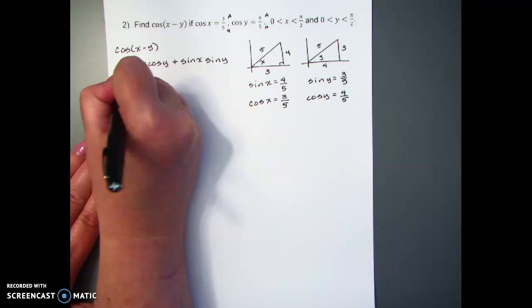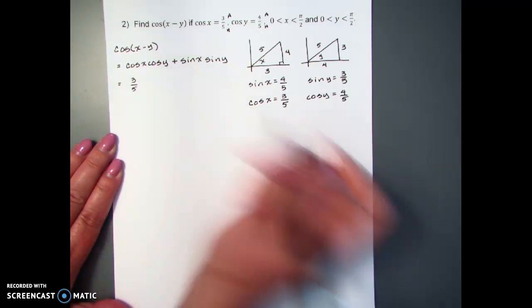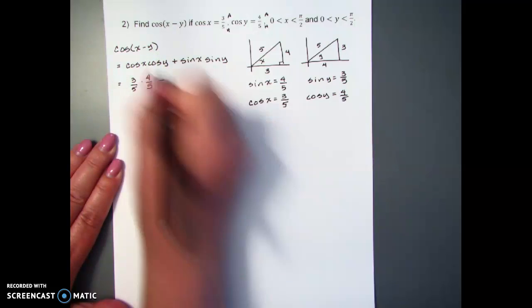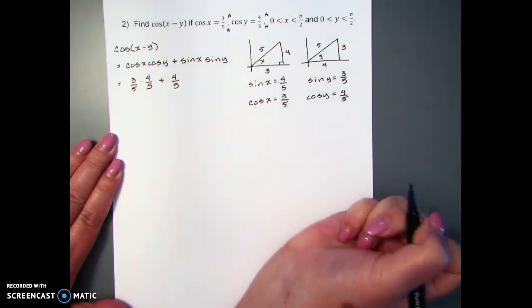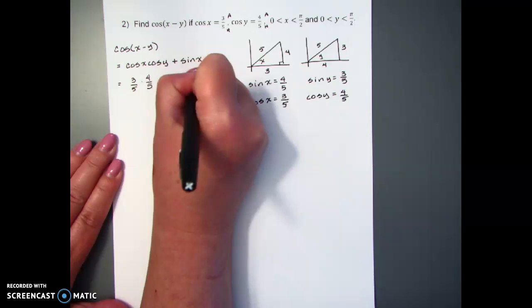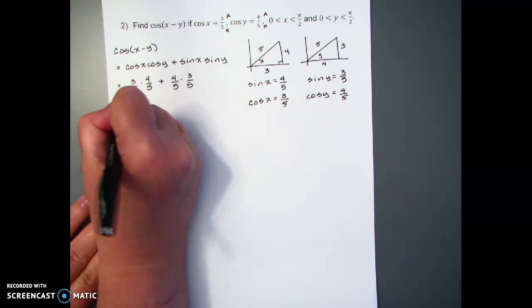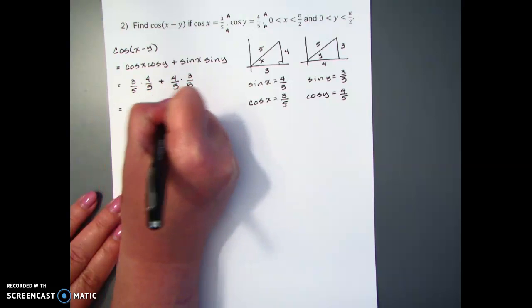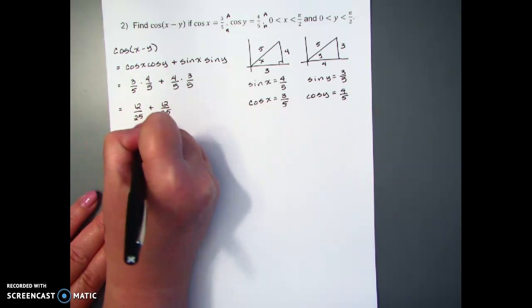So that means cosine of x, we said was 3/5. Cosine of y, we said was 4/5. And that's going to be plus, and then sine of x is 4/5. And the sine of y is 3/5. So in both cases, we get 12 over 25. And so the sum is going to be 24 over 25.